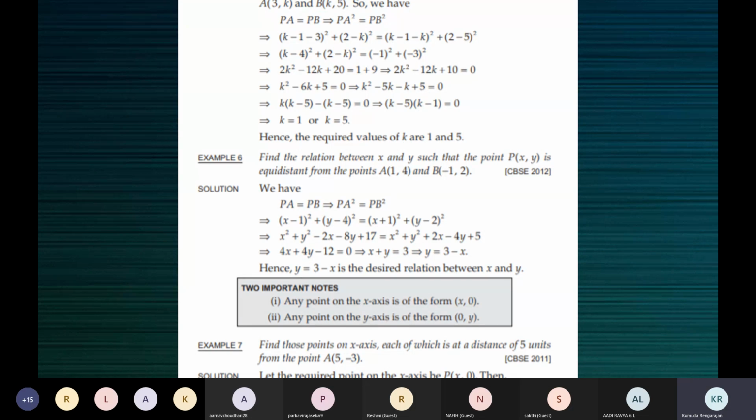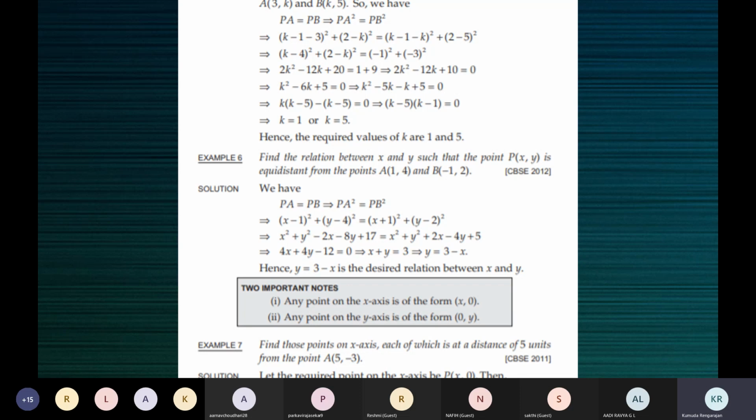So now there is this point P on the x-axis with the address (x, 0). There is another point A whose address is (5, -3). The distance between A and P, AP, is given to be 5 units. That means AP square is equal to 25. AP is equal to 5 because the distance between A and P, where A is (5, -3) and P is (x, 0), is 5. AP square is equal to 25.